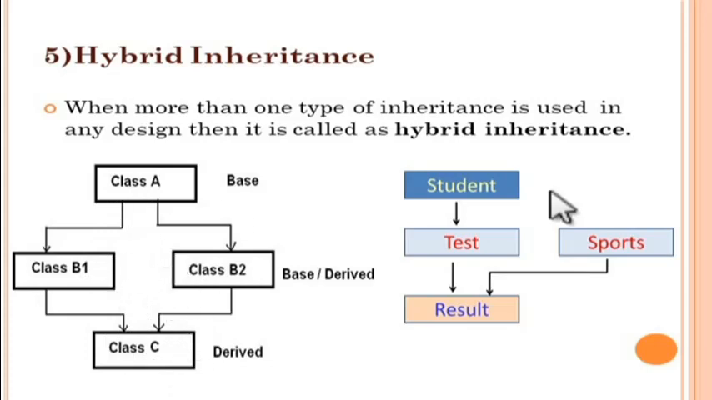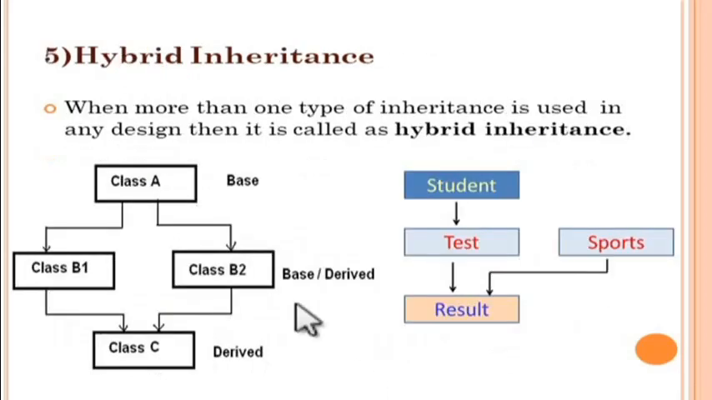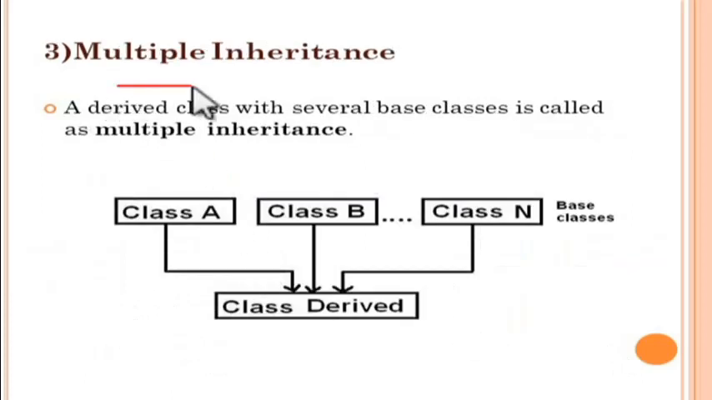If you consider only the first three classes, ignoring class C, only A, B1 and B2, then it is hierarchical inheritance. You can see the hierarchical inheritance diagram, that is a single base class and multiple derived classes. Similarly here, a single base class and two derived classes, then it is hierarchical inheritance. If you ignore class A, then two base classes and a single derived class, then it is multiple inheritance.